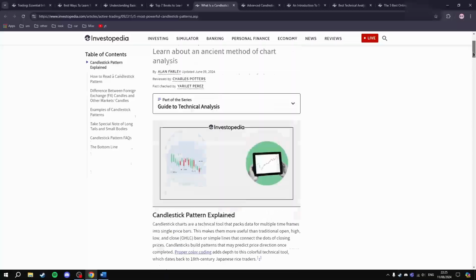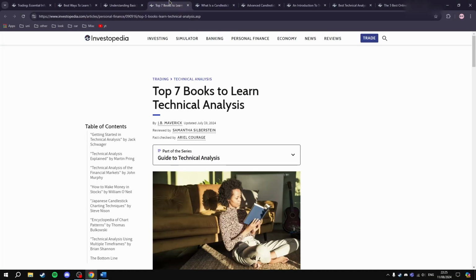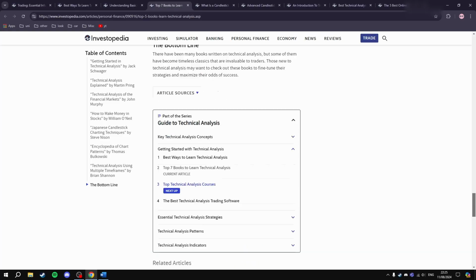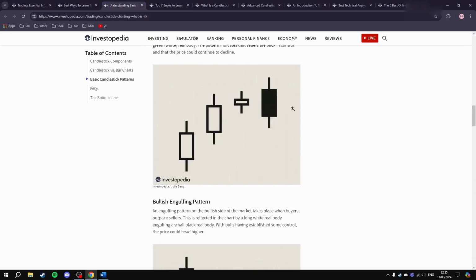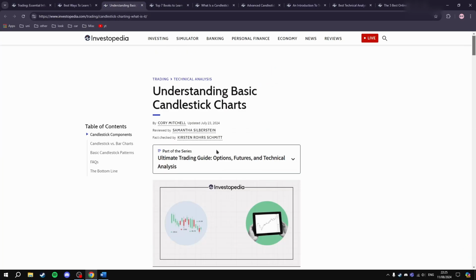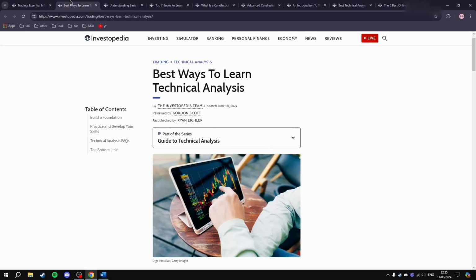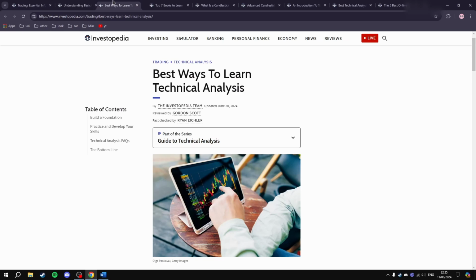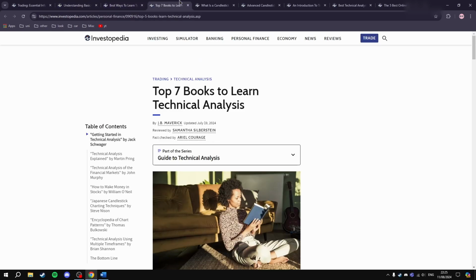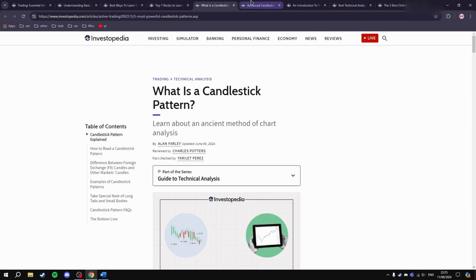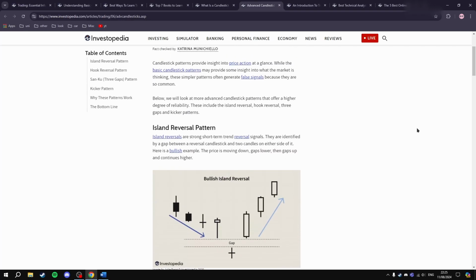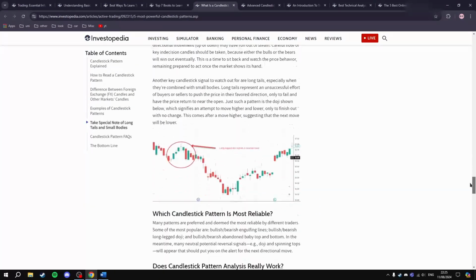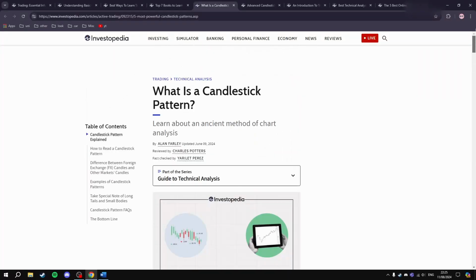Okay, so we've got another guide here, part of a series, Guide to Technical Analysis. Is this a Guide to Technical Analysis as well? Ultimate Trading Guide? Nope. Guide to Technical Analysis. Okay, so I'm going to put all the guides to technical analysis together. This is the one we just did. Yep, okay.